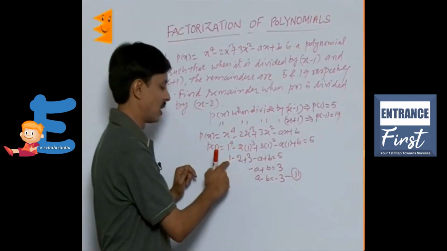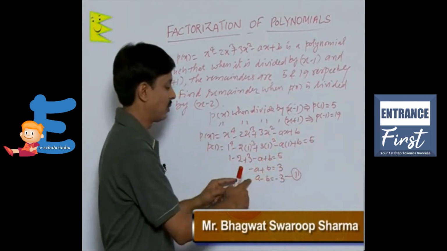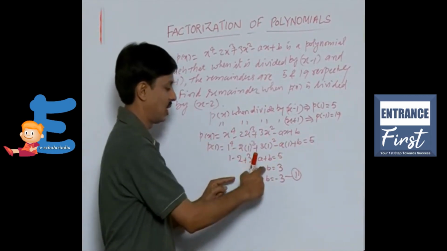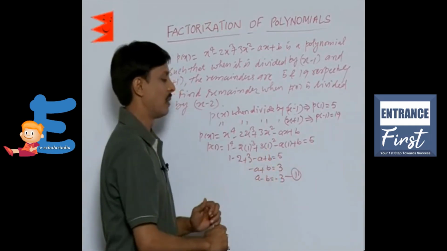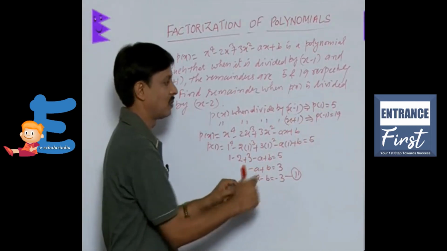This is 3, this is 1, 4. 4 minus 2 is 2. When 2 is shifted it becomes 3. I have changed the sign here, so this becomes plus a, this becomes minus b, 3 becomes minus 3. First, P of 1 is 5 gives us the equation a minus b is minus 3.